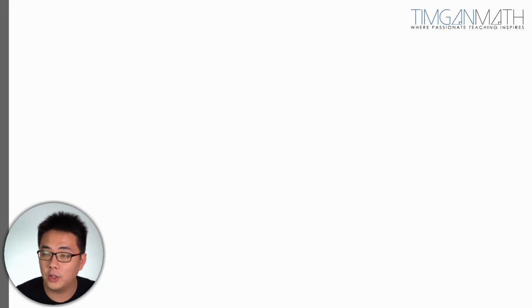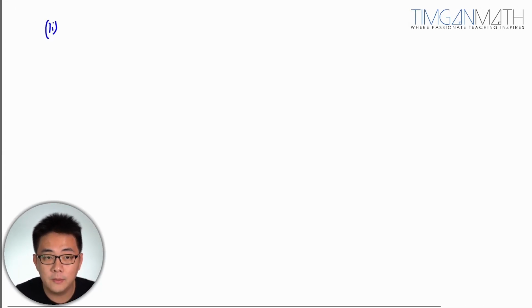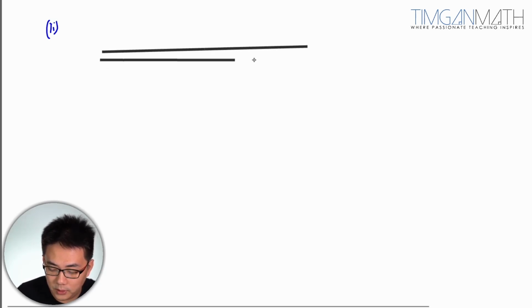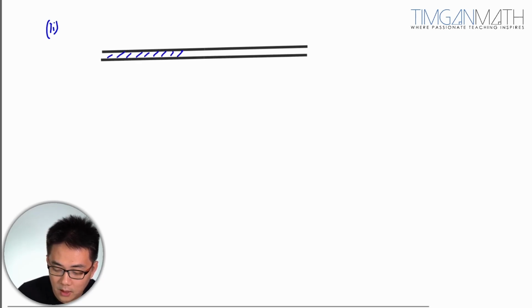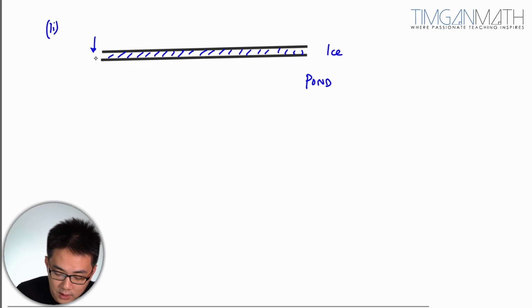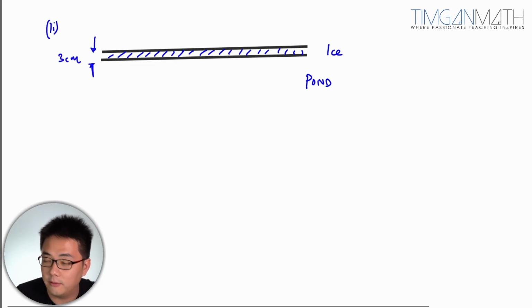So let's look at part 2 of the question. You're told that scientists now model the thickness of ice on a pond. In winter, the surface of water in the pond freezes. Once the thickness reaches, so let's say this is a pond, this is ice, a layer of ice, and this is the water in the pond. So if the layer here is 3 cm, it's safe to skate. So 3 cm is safe to skate.